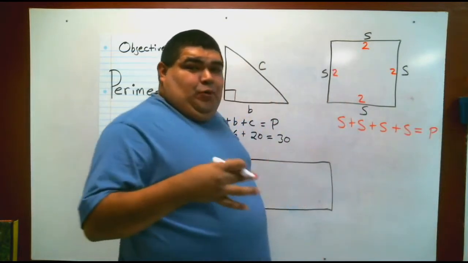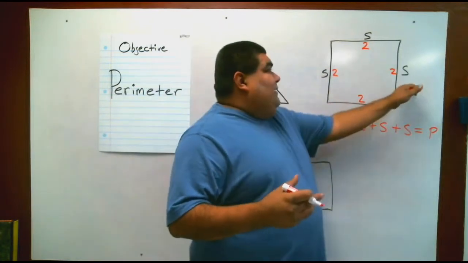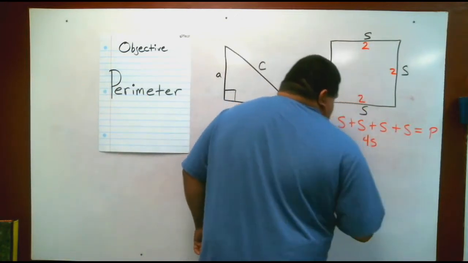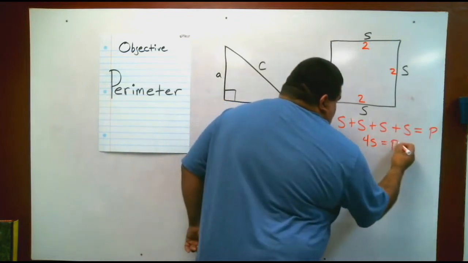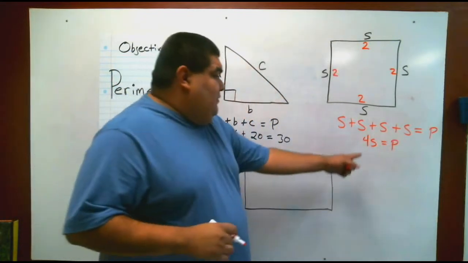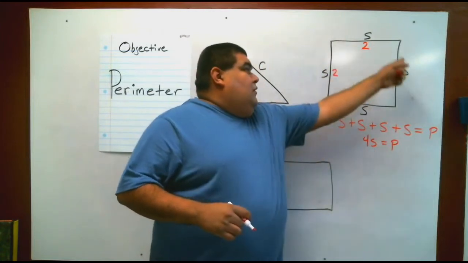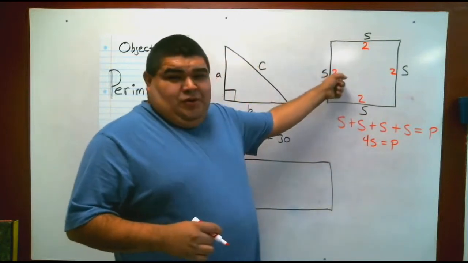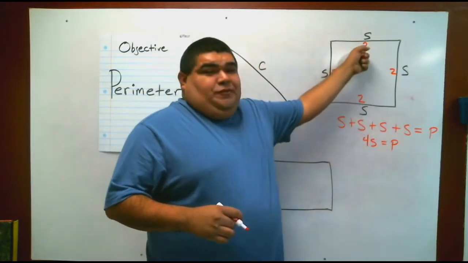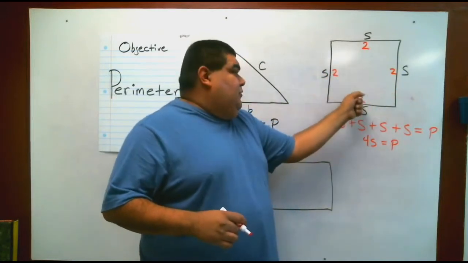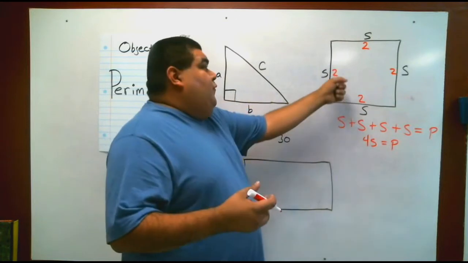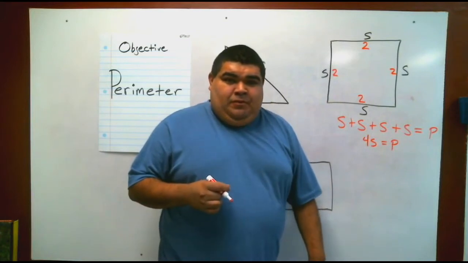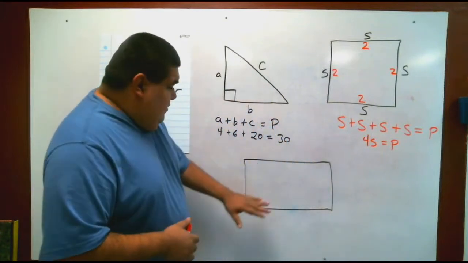Or there's a simpler way to do it. Since all 4 sides are the same, we can say 4 times S equals perimeter. So 4 times the side, because there's 4 sides, equals perimeter. So in this case, 2 plus 2 plus 2 plus 2 is 2 plus 2 is 4, plus 2 is 6, plus 2 is 8. Now, if you do 4 times 2, because there's 4 sides, that also gives you 8.